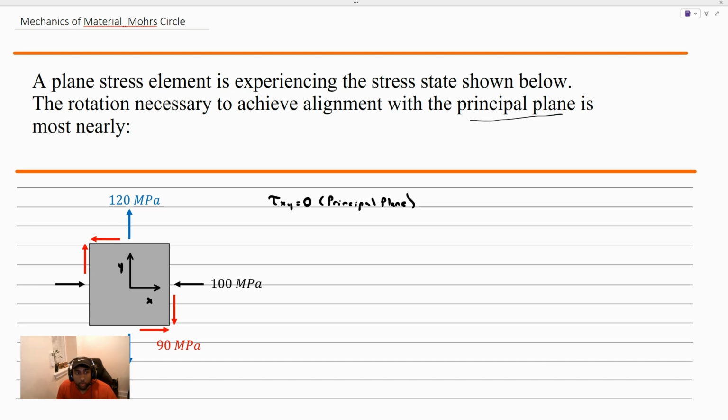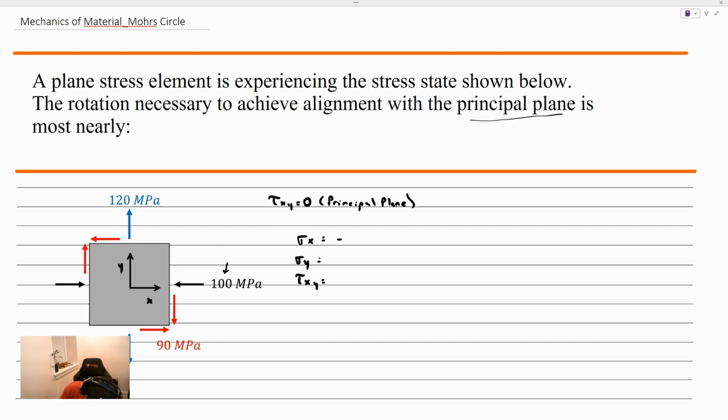The first and most important step in any problem like this is to identify the stress components, sigma x, sigma y, and tau xy. Using these values, we can construct Mohr circle or plug into a relevant formula to find the angle to the principal plane or the principal stresses or anything else that you need. So let's go ahead and identify those.